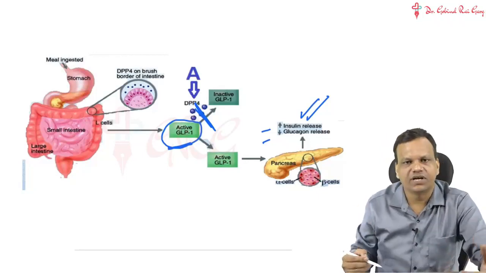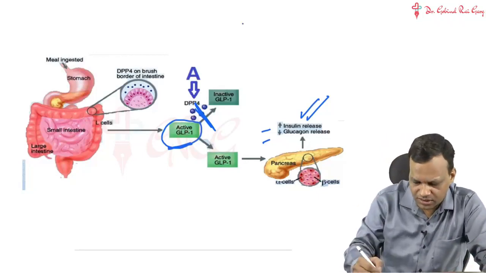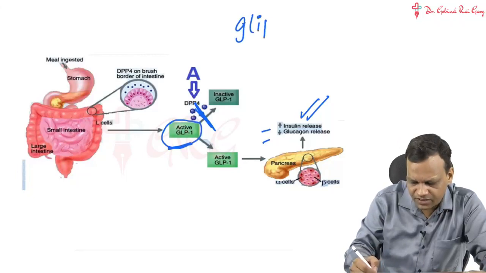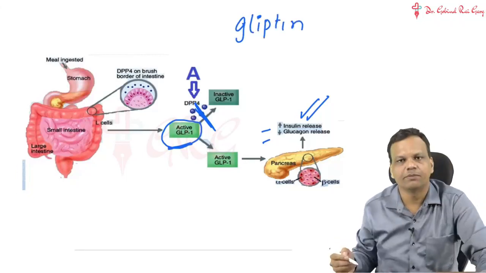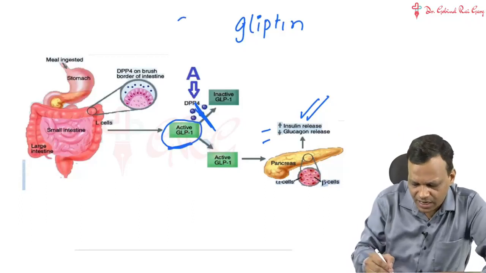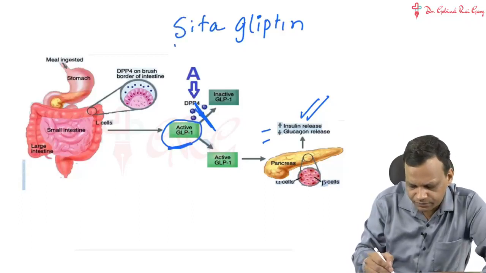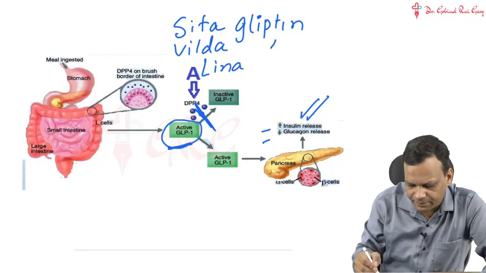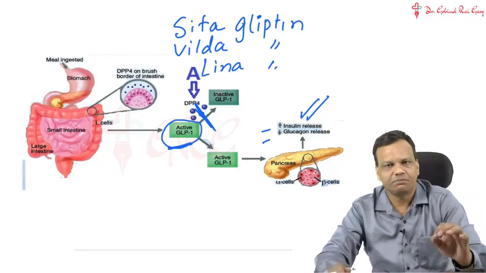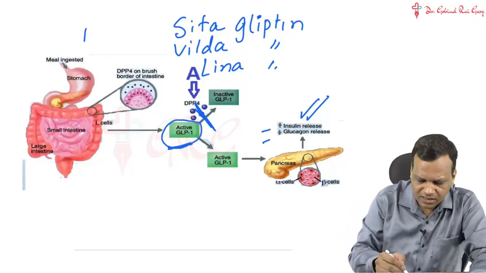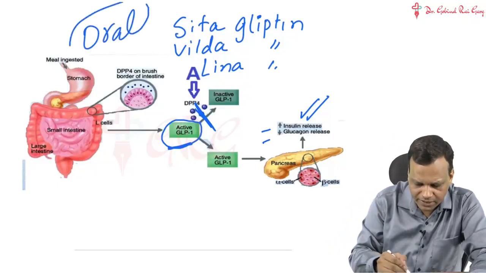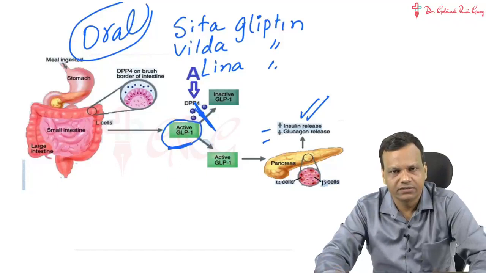And which drug inhibits DPP-4 is the question. The answer is any drug which ends with gliptin. Gliptins are DPP-4 inhibitors. Examples are sitagliptin, vildagliptin, linagliptin. So many gliptins are there. These are DPP-4 inhibitors and these are oral anti-diabetic drugs. They can be given orally.